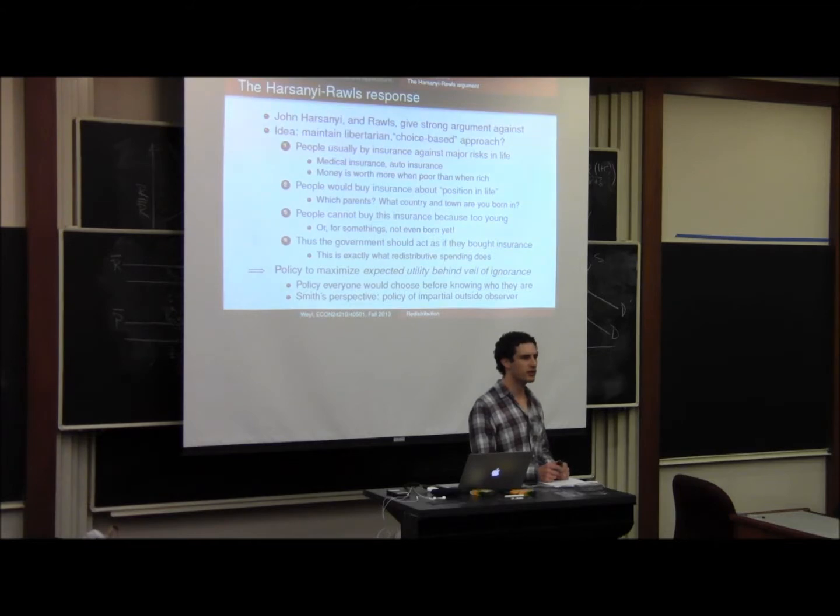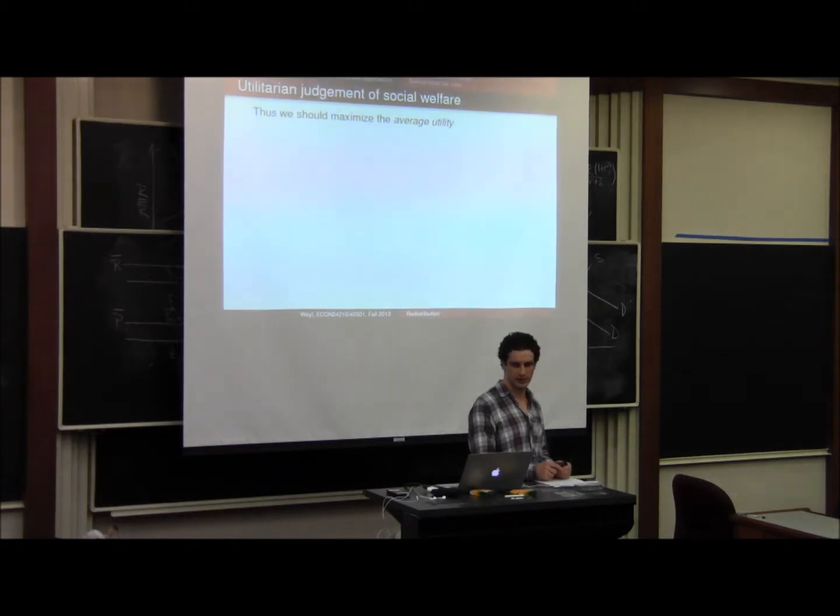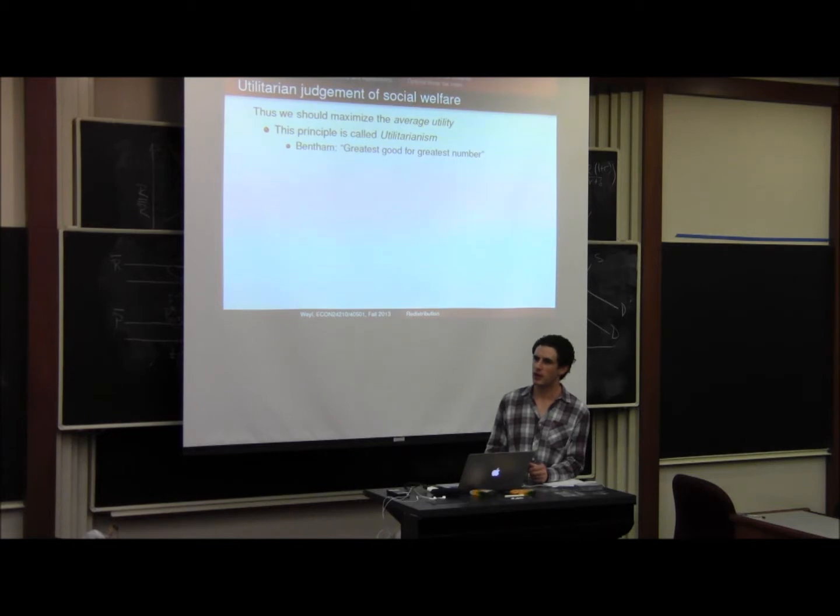So Adam Smith proposed another way of thinking about this. He said that one should take the perspective in making social policy of an outside observer who's not part of that society, who has nothing at stake, and think about how that outside observer would make a judgment about the distribution of resources within that society. Thus, we should try to maximize average utility. This principle is called utilitarianism. Jeremy Bentham described it as the greatest good for the greatest number of people.